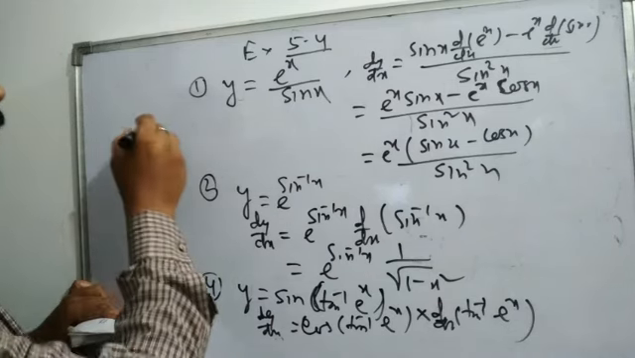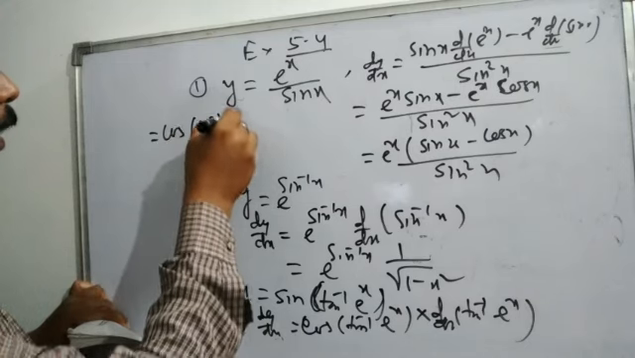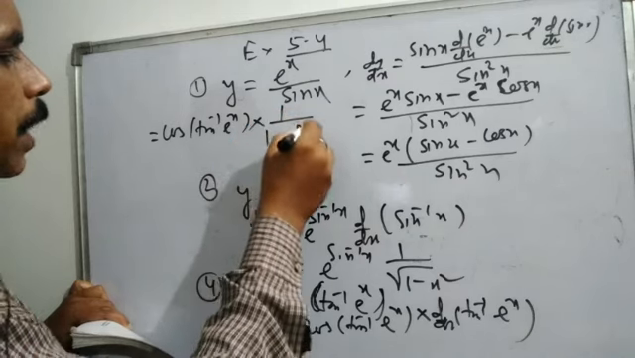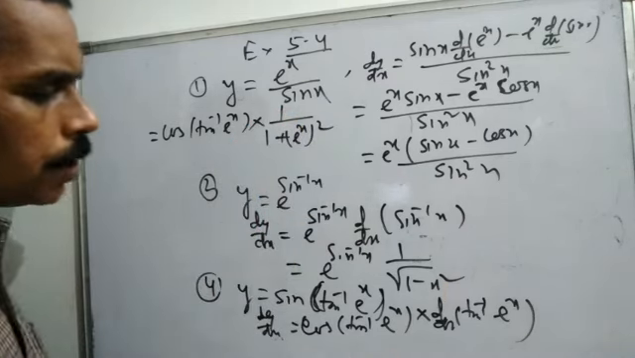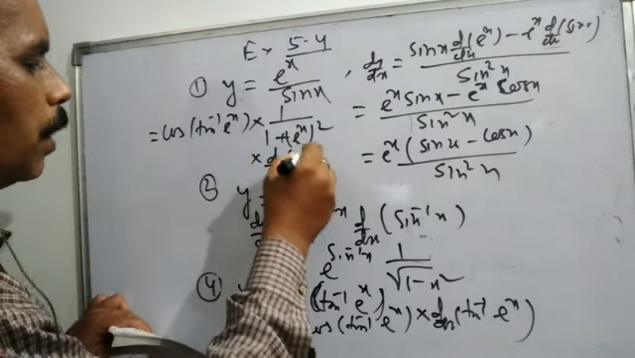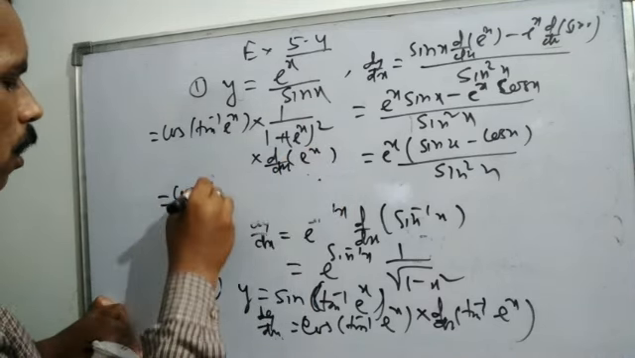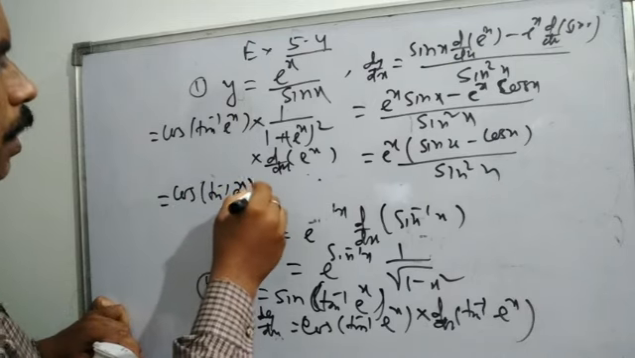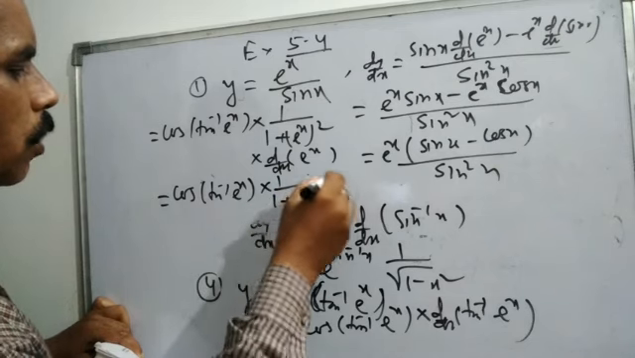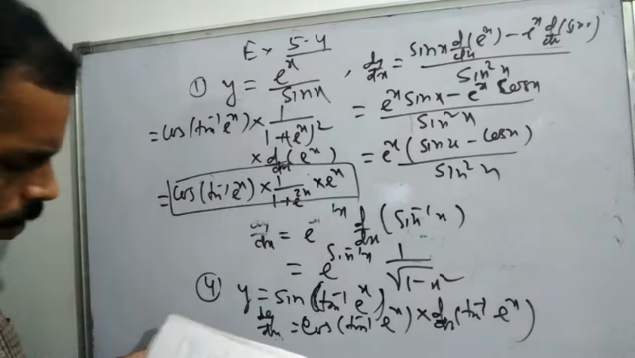It will be cos tan inverse e to the power x, again the derivative of tan inverse e to the power x formula is 1 by 1 plus e to the power x whole square. Why? Because derivative of tan inverse x is 1 by 1 plus x square, again derivative of e to the power x. Finally you will get the answer, that is cos tan inverse e to the power x into 1 by e to the power 2x into e to the power x derivative e to the power x. This is the final answer.